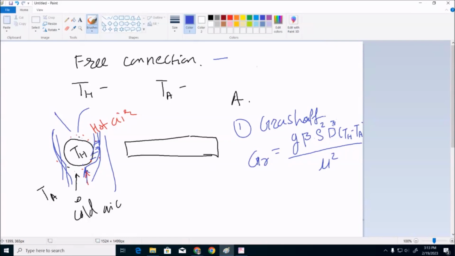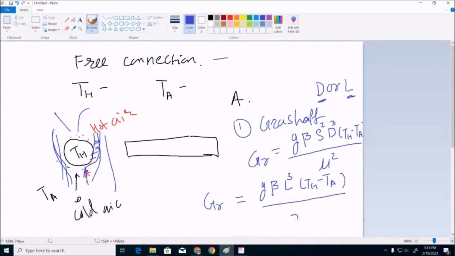Sometimes we need to replace this D by L, D or L. What should I choose, and how can I choose? What is the dimension for that? Whether D is correct or L is very important. We can write the formula with L also. The Grashof number is equal to g beta; I can take this rho square down, and mu by rho is nu, the kinematic viscosity. So D or L cube, I can write L cube, times (Th minus Ta), divided by nu square, the kinematic viscosity. Mu is the dynamic viscosity, and nu is the kinematic viscosity.